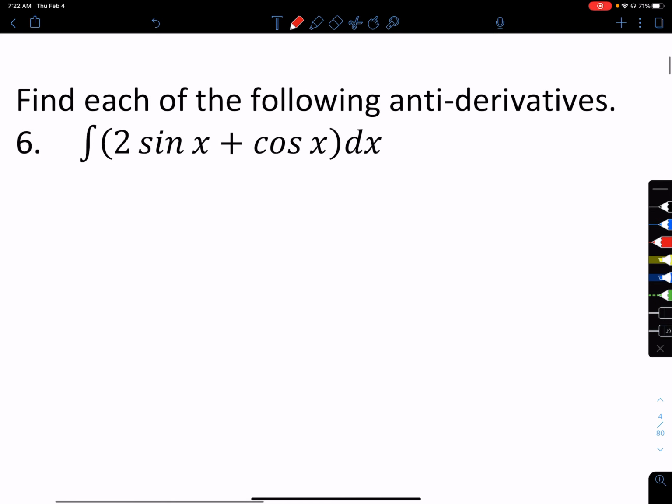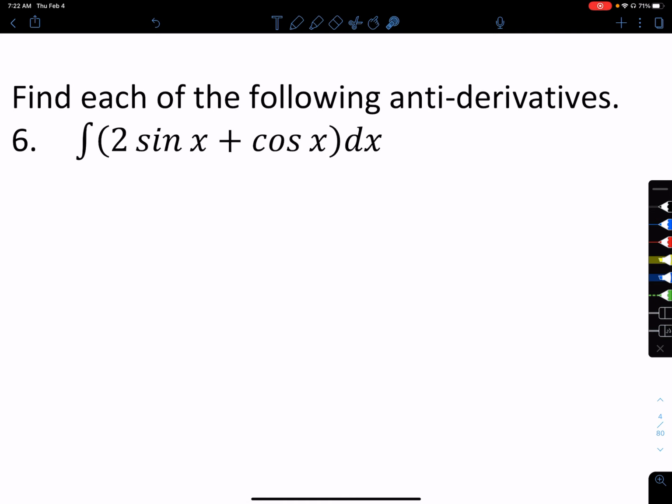Find the following antiderivatives. So we got two different terms, so we do each term separately. The antiderivative of 2 times sine is going to be negative 2 times cosine. The antiderivative of cosine is sine of x, and then we add our arbitrary constant. This is easy if you know the rules.